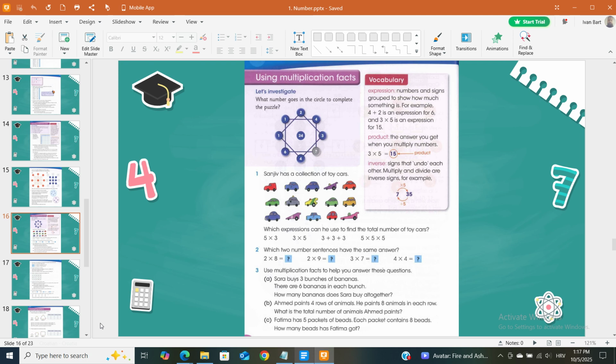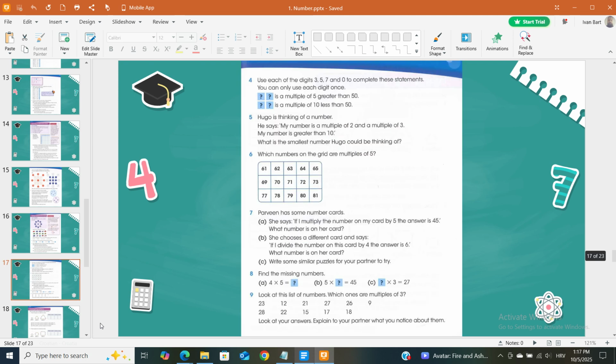4. Use each of the digits 3, 5, 7 and 0 to complete these statements. You can only use each digit once. Question mark, question mark, is a multiple of 5 greater than 50. Question mark, question mark, is a multiple of 10 less than 50. 5. Hugo is thinking of a number. He says, my number is a multiple of 2 and a multiple of 3. My number is greater than 10. What is the smallest number Hugo could be thinking of?